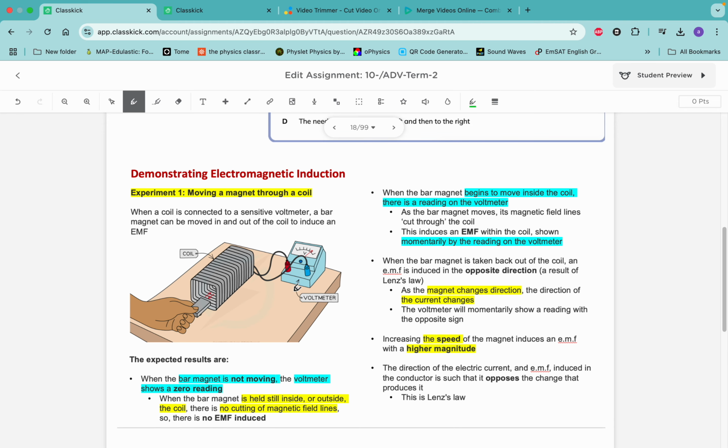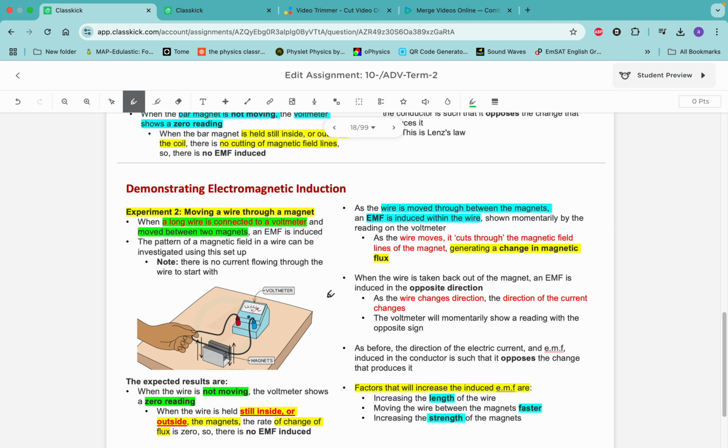So in this case we have a wire connected to a voltmeter, and in this scenario the magnet is going to move in and out. So there is a relative motion between the wire and the magnet. This means EMF is going to be induced automatically, electric current is going to be induced. That's why the pointer of the voltmeter will be deflected.